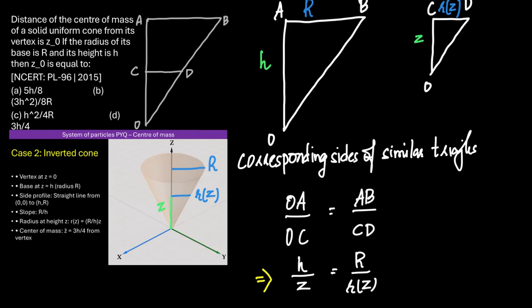Okay, so we know that the answer to this question is 3h by 4. We have discussed, if I'm correct, how many cases were there? I think it's 5 cases.